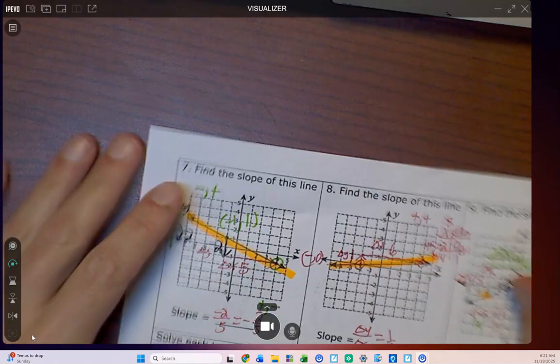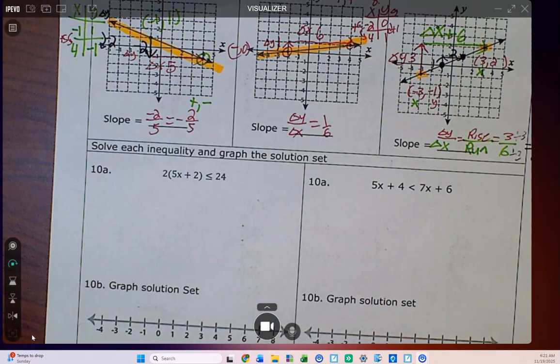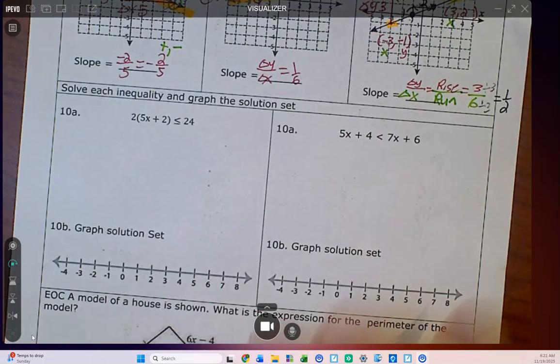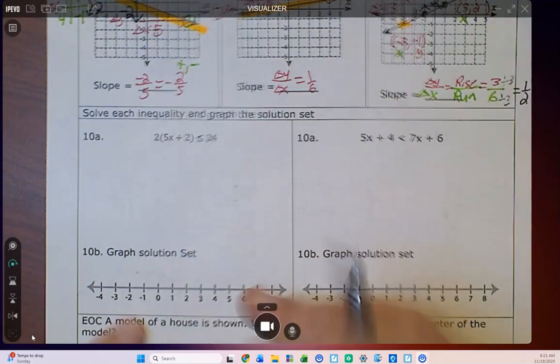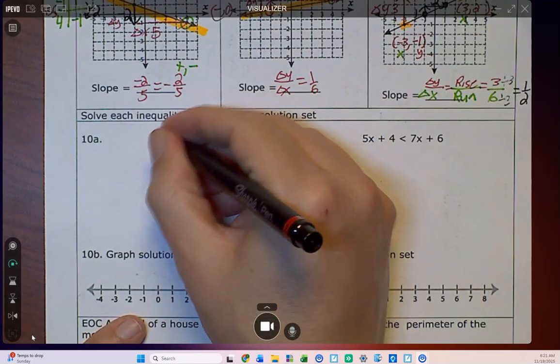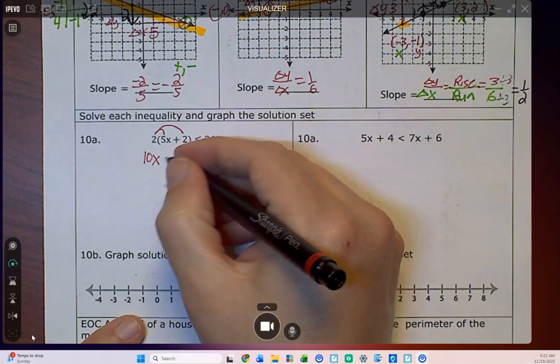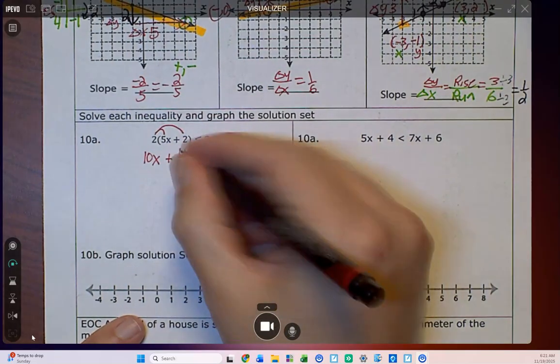Okay, then the problems began. It's like stuff from the past, which is okay. It happens in math classes. Like, we teach a lot of information. So 2 times 5, that's 10x. 2 times 2 is 4, the distributive property.